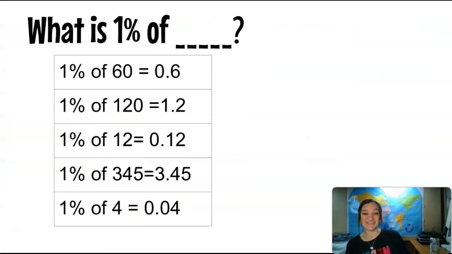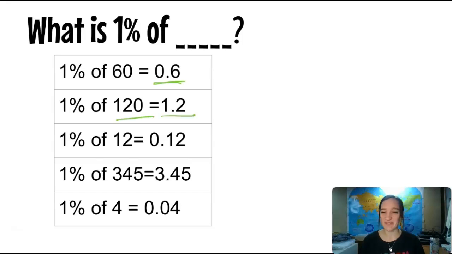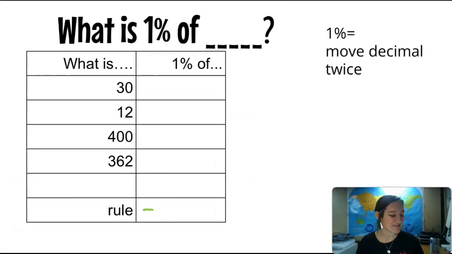What is 1%? Look at these examples here. 1% of 60 is just 0.6. 1% of 120 is 1.2. You got it figured out? 1% of 12 is 12 hundredths. 1% of 345 is 3.45. 1% of 4 is 4 hundredths. What is the rule with 1%? The rule with 1% is that you divide by 100 or you scoop it twice.